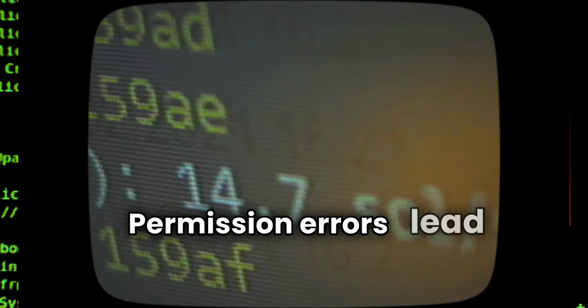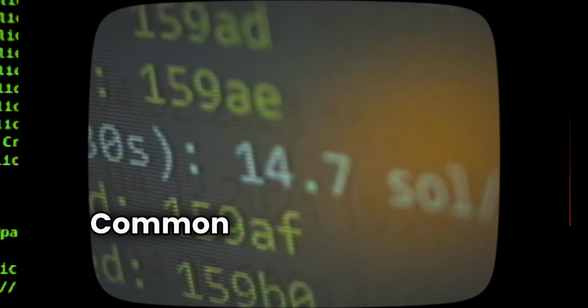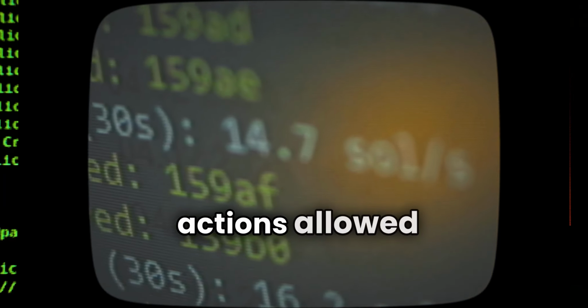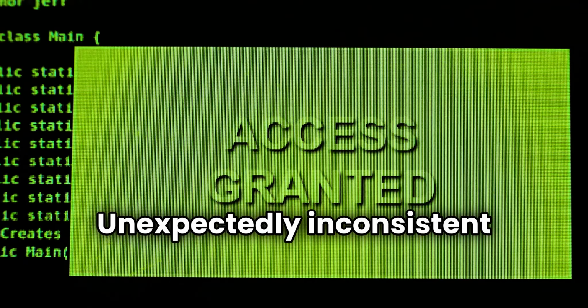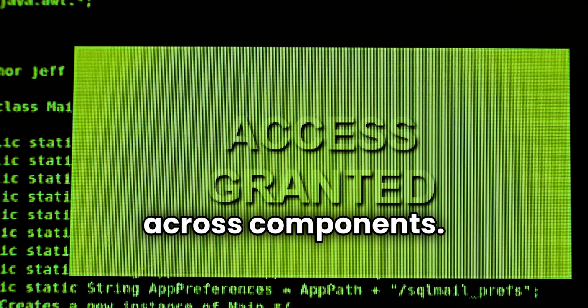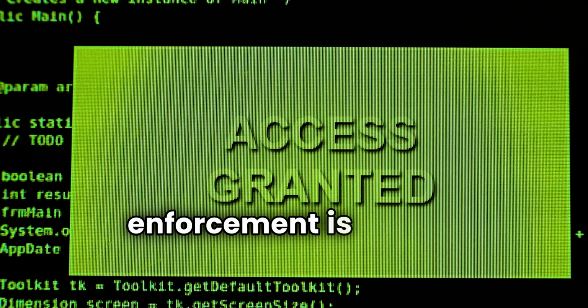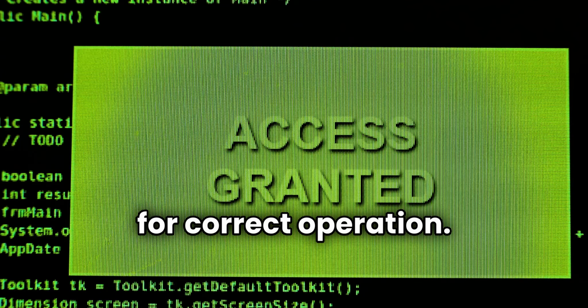Incorrect enforcement causes bugs. Permission errors lead to serious issues. Common problems include actions allowed when they should not be, actions blocked unexpectedly, inconsistent behavior across components. Reliable permission enforcement is critical for correct operation.